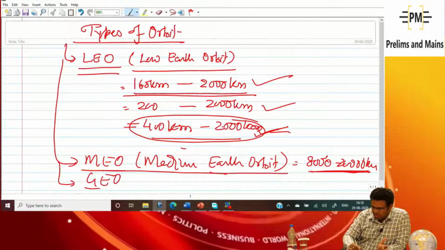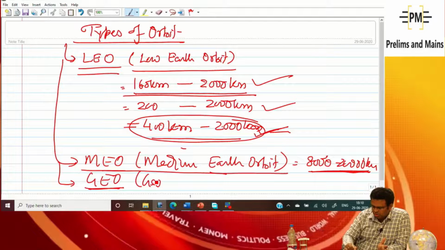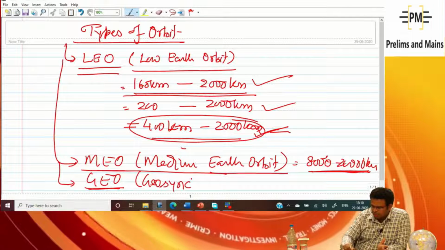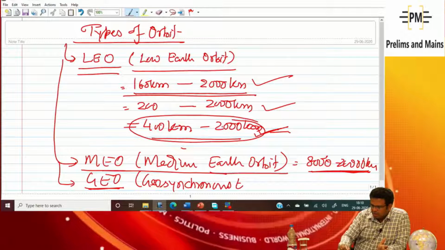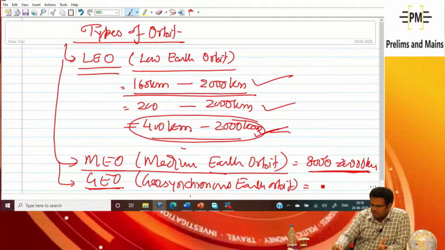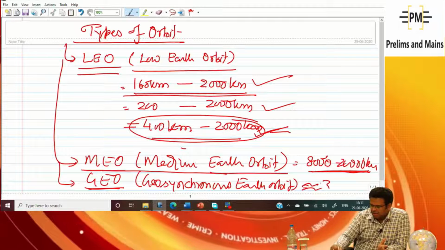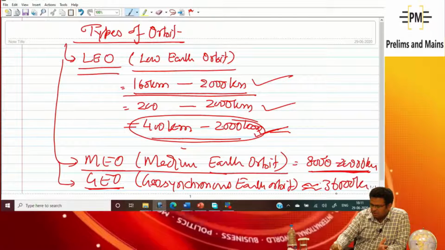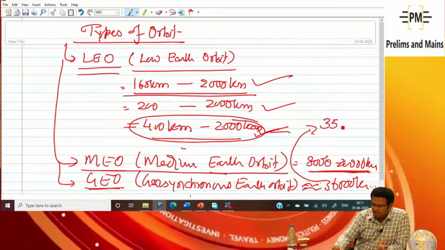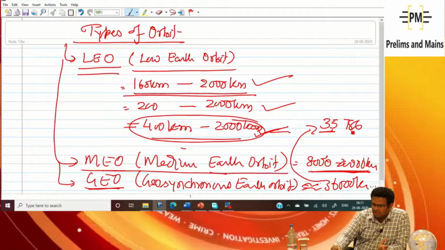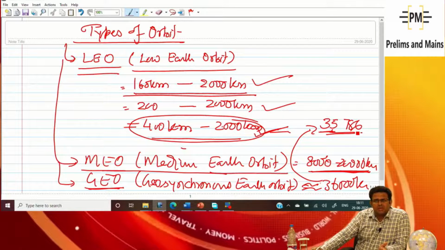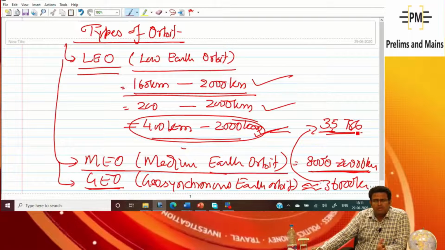Another is GEO, the full form is geosynchronous Earth orbit, and its height on an average is 36,000 kilometer, but the exact figure is 35,786 kilometer. But if you write 36,000 kilometer, it will never be wrong.